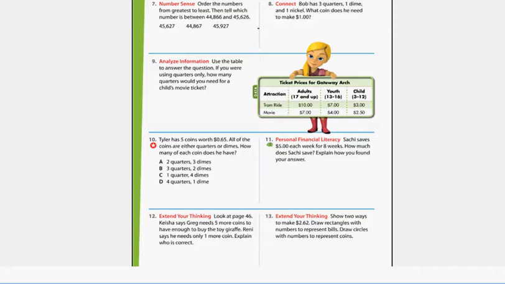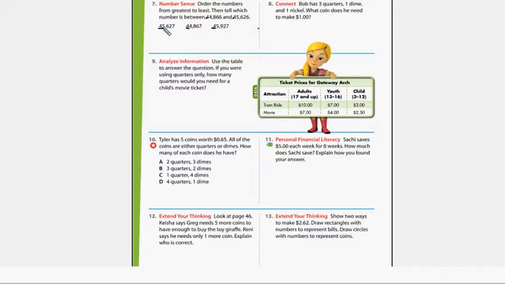What I'm going to do is order all 5 of those numbers from greatest to least. And that way, the number that falls in between 44,866 and 45,626 will be the number that's in between them. So I'm going to start in my 10,000s place. Looks like I have all 4s there. So I can't decide which is larger from that, so I'll look at my thousands place.